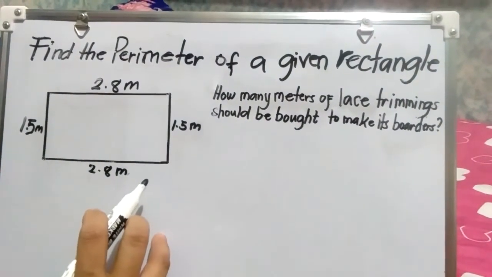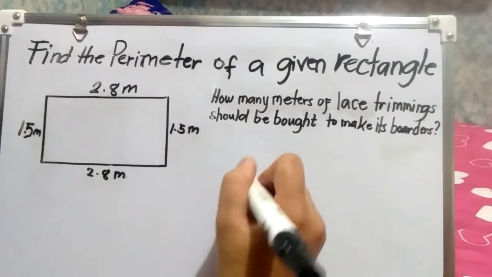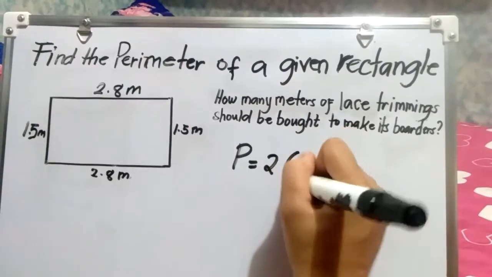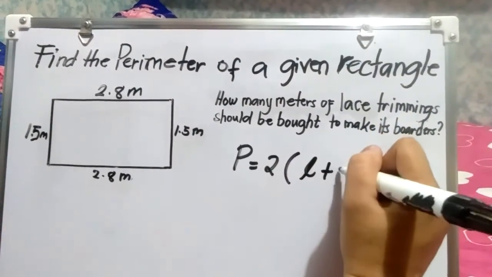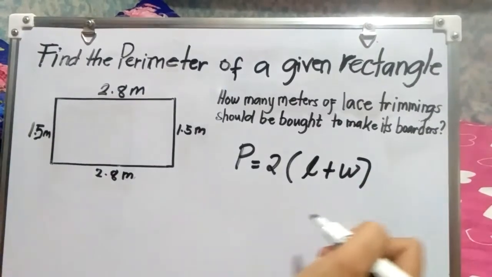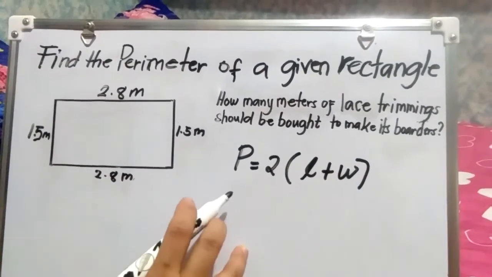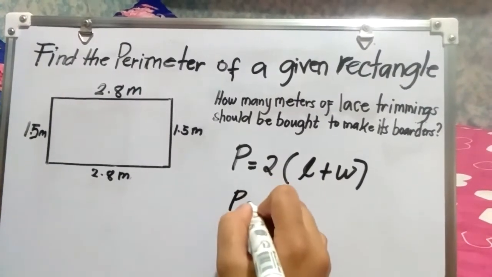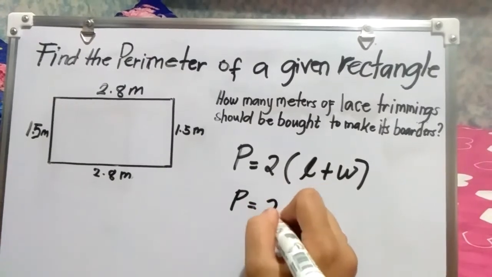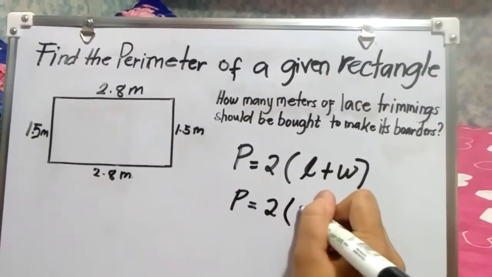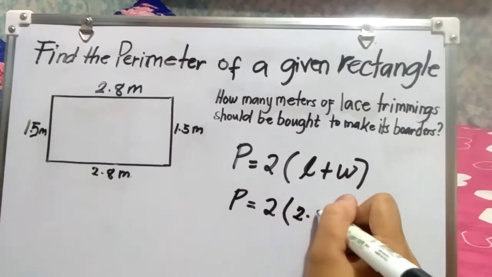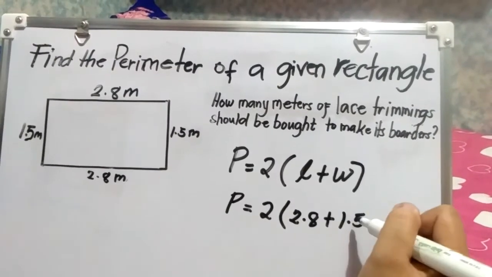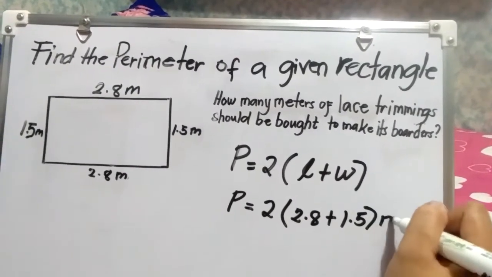So, the perimeter of a rectangle formula is perimeter is equal to 2 times length plus width. So, substitute the values of the length and the width. So, perimeter is equal to 2 times 2.8 plus 1.5 meters.